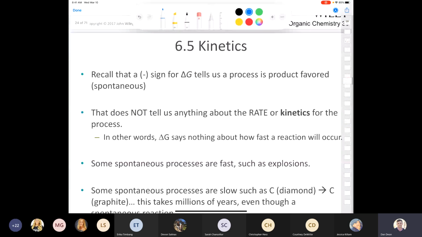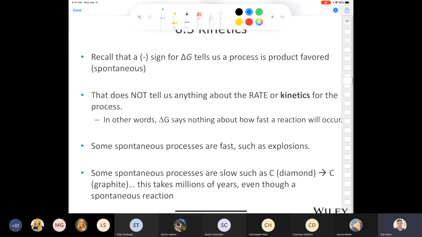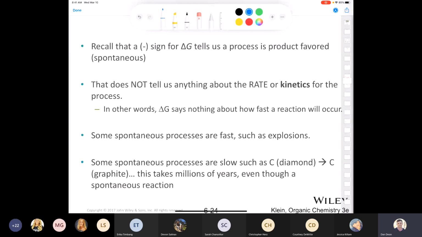Right? Kinetics is the rate. How long is this reaction going to take? How long will this lab take? Can I leave early? It's all about speed here. So recall that delta G just tells us whether reactants or products are going to be favored.